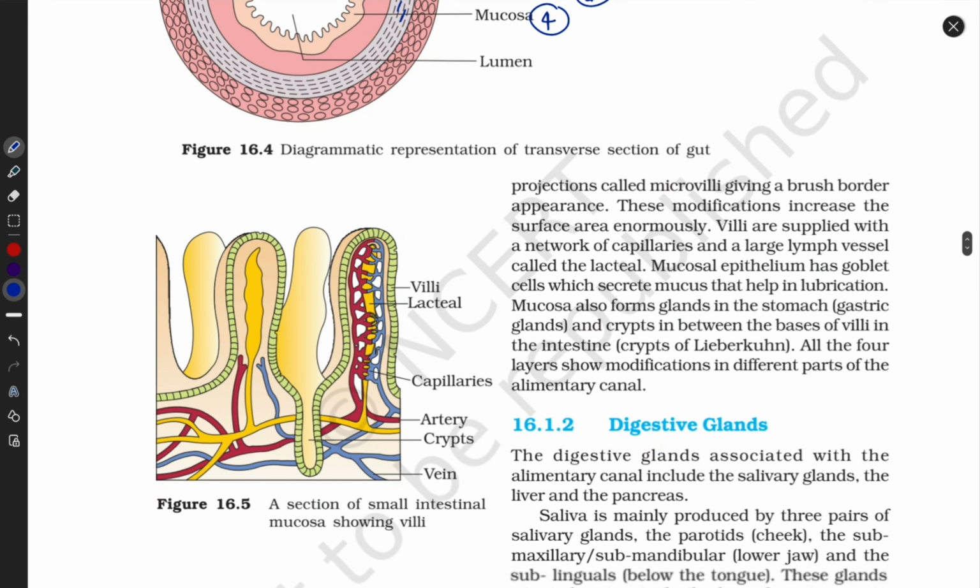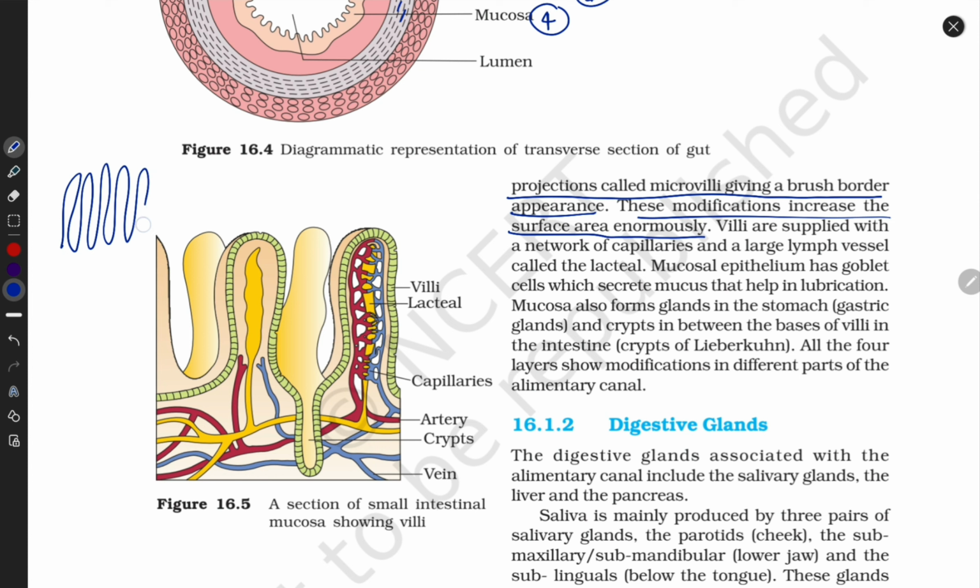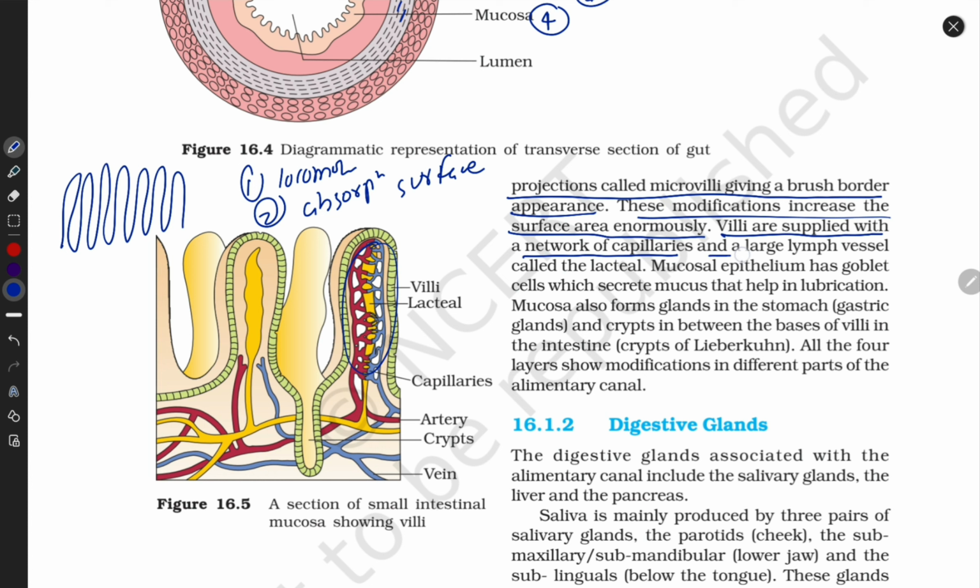The projections are called microvilli, giving a brush border appearance. This modification increases the surface area. Of course guys, if something has this kind of structure, it gives locomotion or an absorption surface area. That's it. Villi are supplied with a network of capillaries. Look here, there are lots of capillaries, and large lymph vessels called lacteals. This is the lacteal.